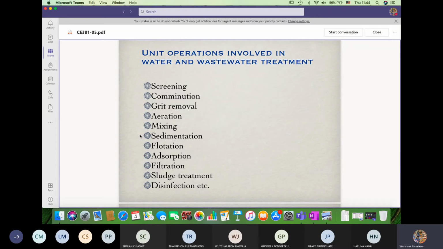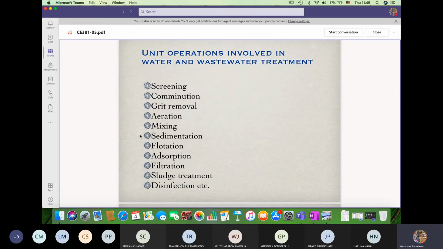The next one is comminution. Comminution is also mechanical equipment we use to cut the objects, whatever size comes along with the water, into a uniform size. Once the impurities leave the comminutor, they become a uniform size because they are cut. Grit removal is basically the chamber we use to settle the sand particles or grit particles, small gravel, so that these particles will not get into the plants and will not jam or interfere with the pumps while working.